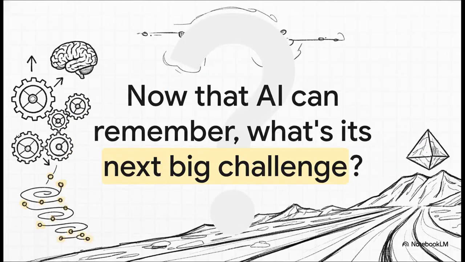This ability to understand sequences and context has been absolutely revolutionary. It really is the foundation for so much of what we think of as AI today. And that kind of leaves us with one last big question to chew on. Now that AI can effectively remember the past and predict the future, what's the next great cognitive barrier for it to break through?